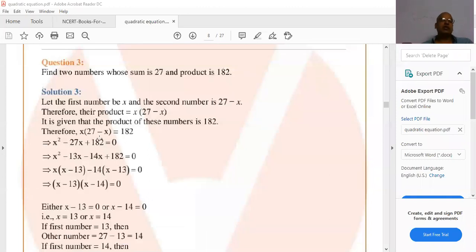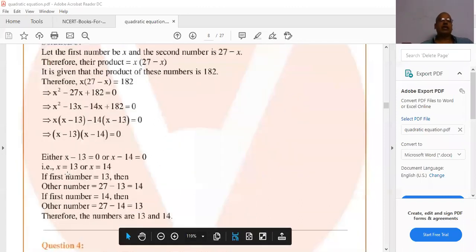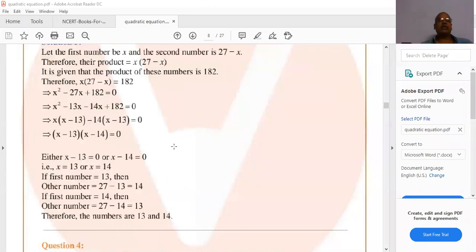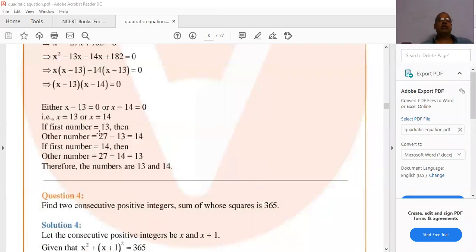equal to 0. Here also you have to see factors for 182. Factors for 182 are 13, 14. If you do prime factorization, you'll get the factors correctly. Both negatives, minus 13, minus 14 means you'll get minus 27. So x minus 13 of x minus 14. x minus 13 equal to 0, x minus 14 equal to 0, hence x equal to 13 or x equal to 14. If you take first number 13, second number 14. If you take first number 14, second number is 13. Hence the two numbers are 13 and 14 that we did.